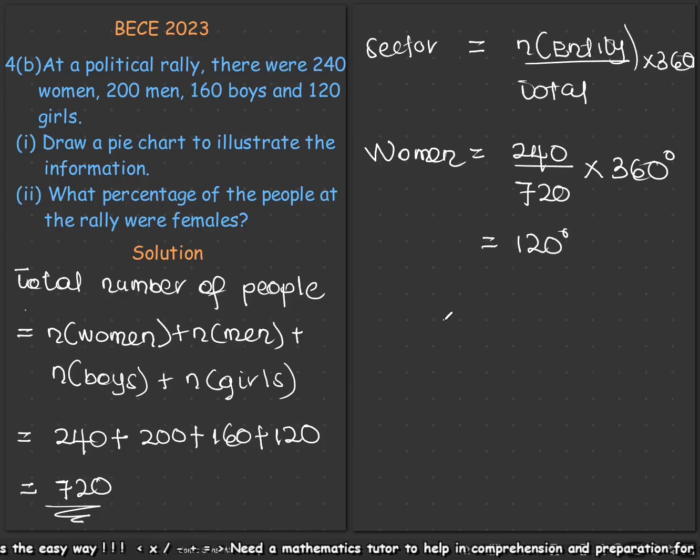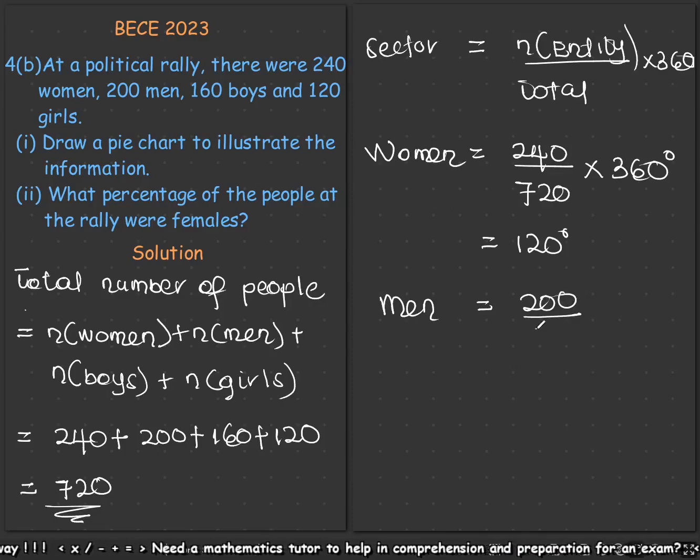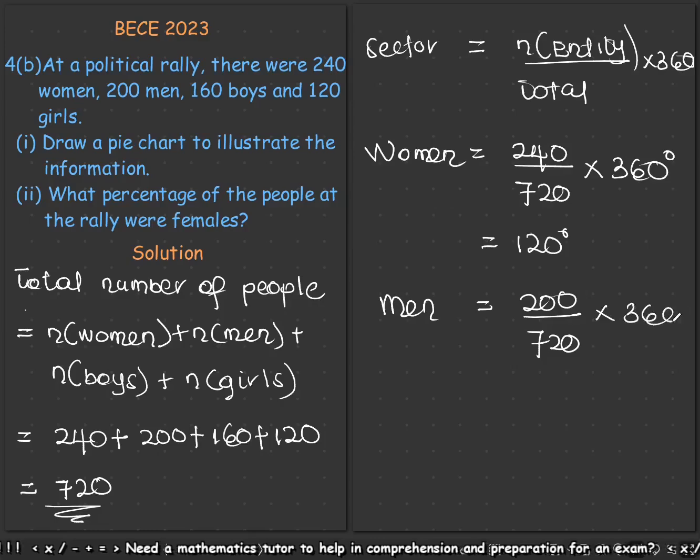After that, we come to the sector that represents men. So the same thing applies. The number of men, which is 200. So we have 200 over 720, which is the total, then times 360. And if you evaluate that, you get 100 degrees. So you can do that for boys and then girls as well.